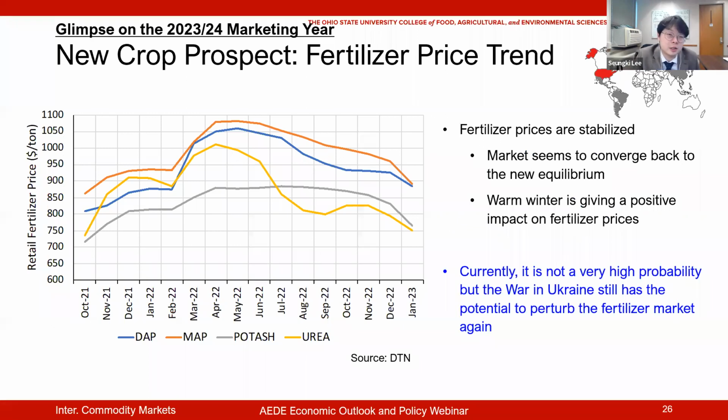And this is what's happening in the fertilizer market. Fertilizer prices have stabilized nowadays, and the market seems to converge back to a new equilibrium, and the warm winter is also having a positive impact on fertilizer prices. Currently it is not a very high probability, but if the war in Ukraine still has some potential, that can perturb the fertilizer market again. But other than that, at this point the input market seems pretty quiet, at least compared to last year.